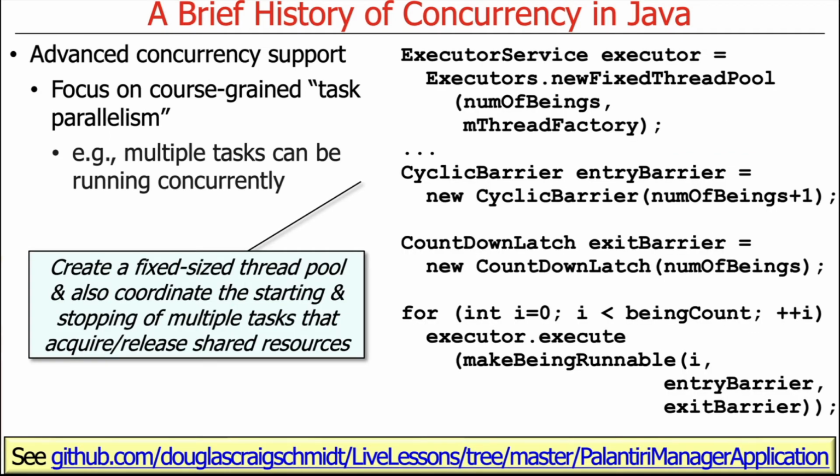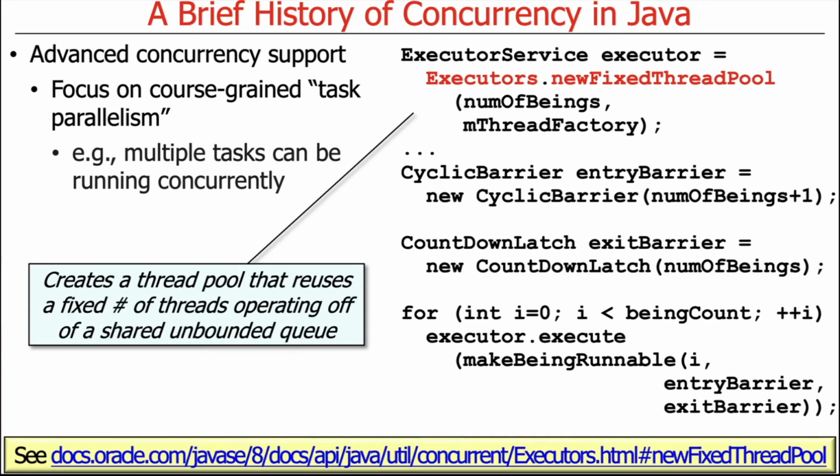Here's a simple example of this, where we have a fixed size thread pool that coordinates the starting and stopping of multiple tasks that acquire and release shared resources. This is an example called the Palantir Manager application. I have a whole slew of assignments for my other course where we do this in all kinds of cool ways, but here's a quick way of doing it. You can make a fixed size thread pool where you have as many threads as there are beings from Middle Earth that want to gaze on a smaller number of Palantiri. So now we're into Lord of the Rings as opposed to Harry Potter.